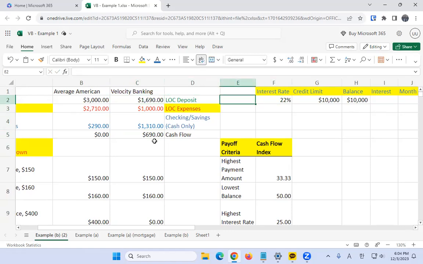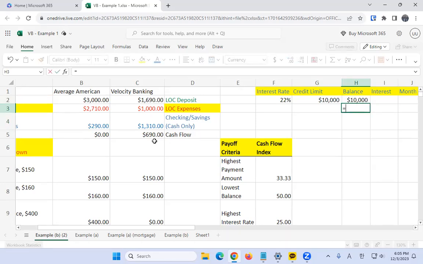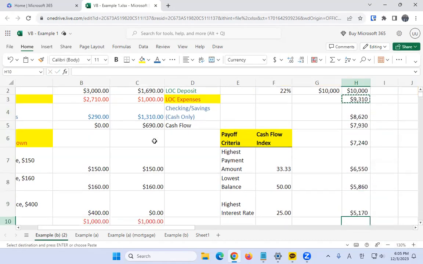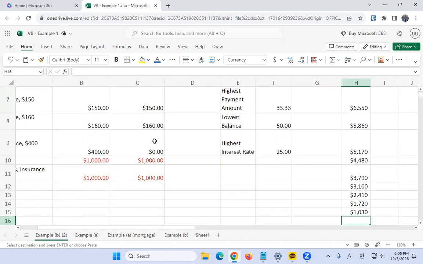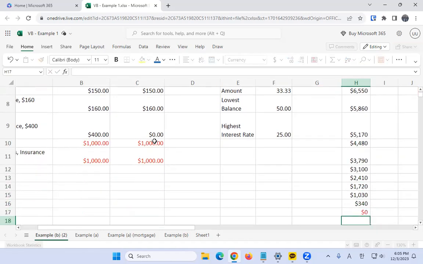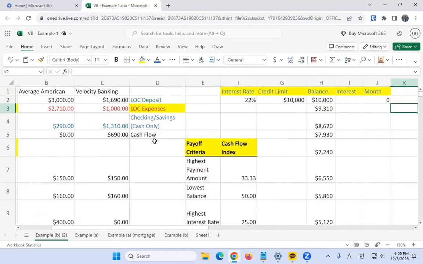So the whole idea is that you're going to dump everything except for the stuff that you have to pay in your checking and savings into the line of credit. And after every month, it's going to go down approximately about $690. So minus 690. Okay, so again, this is an approximation, right? So down, down, down, down, down, down, down. Okay, so let's say this is 0. And then we're going to calculate the interest. Again, we're assuming that this is maxed out, although that's not really the most realistic scenario.